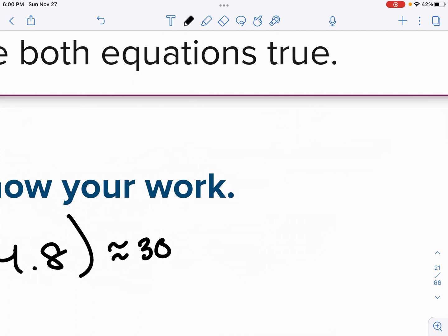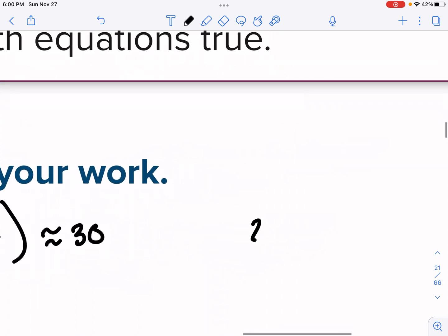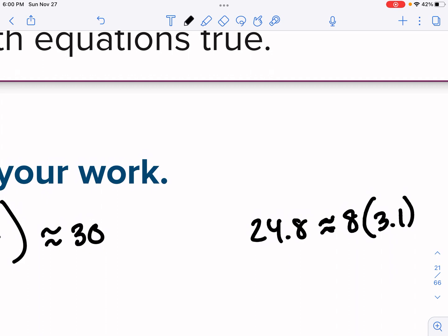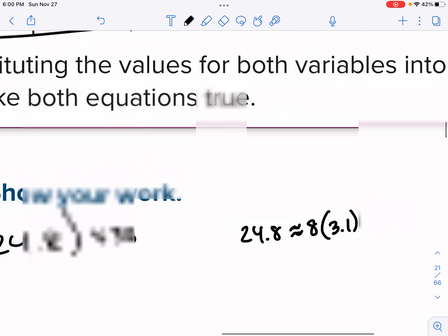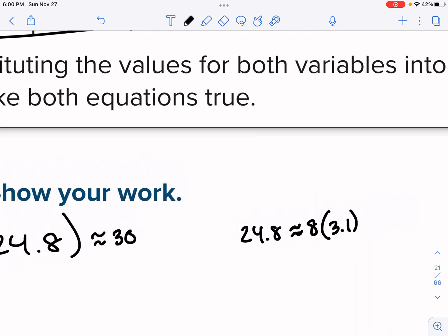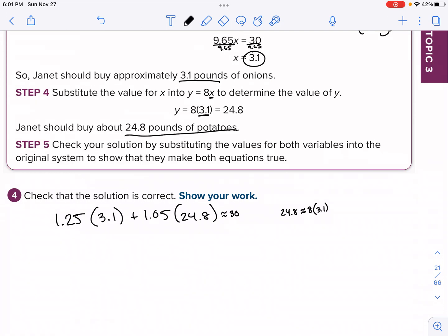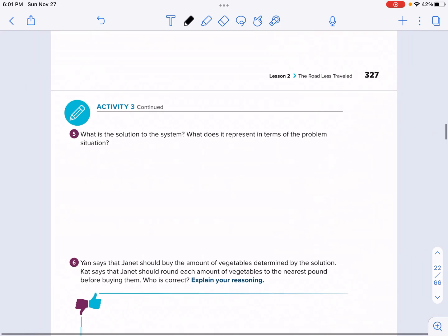But also the other equation, y equal to 8x, that is 24.8 equal to 8 times x, which was 3.1. Another approximately equal to. Simplify that, and you should get something very close to each other. All right, but let's move on to page 238. Last page that we'll work on before activity 4, but that's for next video.